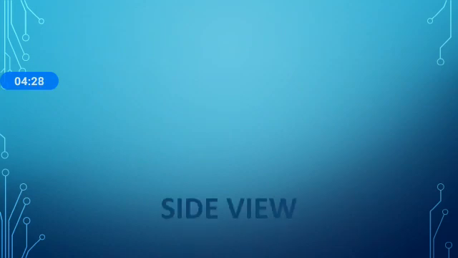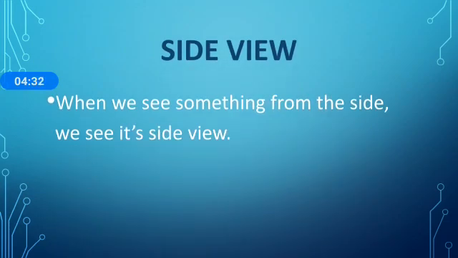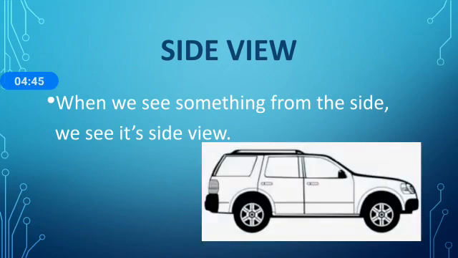Third one is side view. When we see something from the side, we see its side view. So when we see a car from the side, we will see its side view. So children, this was the definition and types of views.